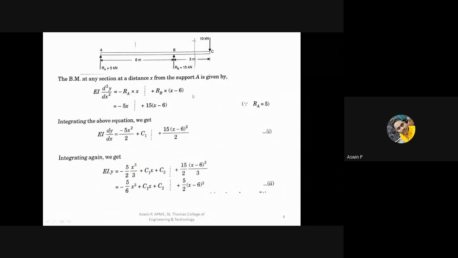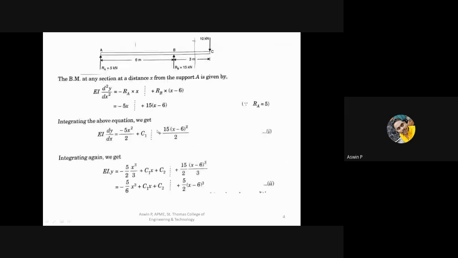So when we are solving this one, you can directly find C2. This is the reason. And if we are taking x in the first part of the beam, we can take the same equation. We don't need to consider the moment of RB, that is RB into (x minus 6), which will not be present till point B.